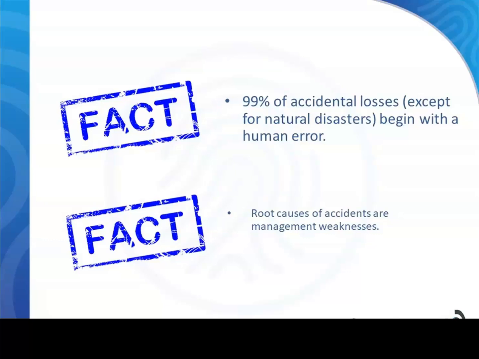This is what we found. Yes, 99% of accidental losses, except for natural disasters, begin with a human error. So I do understand that most of our deviations are going to be human error. But they also say that root causes of accidents are management weaknesses. And that could be painful, especially when we're talking GMP environment, because if I accept these facts, then what I'm saying is that my systems are weak, and that's why most of my deviations are related to human error.